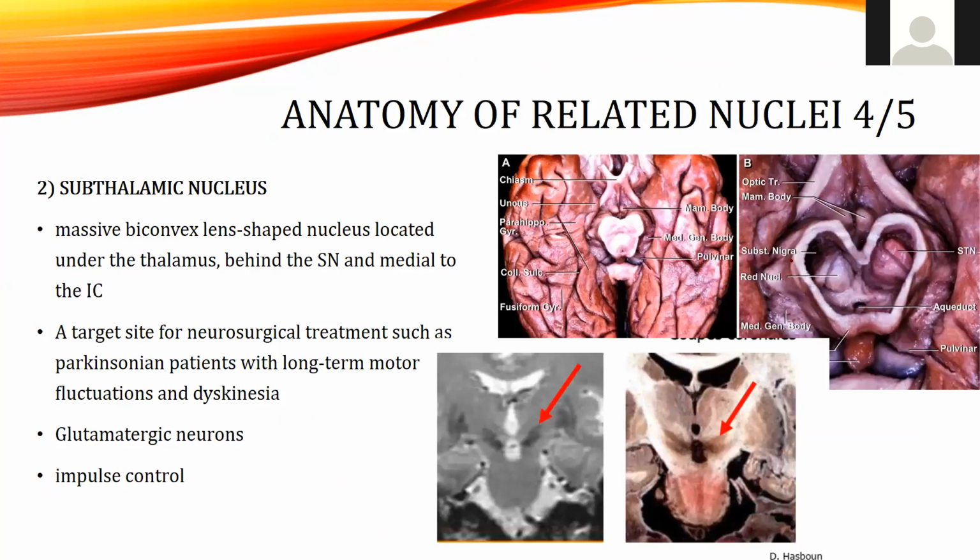Secondly, we have the subthalamic nucleus. The subthalamic nucleus is a massive biconvex lens-shaped nucleus which is located under the thalamus, behind the substantia nigra and medial to the internal capsule. It is a main target site for the treatment of Parkinson's disease. It is mainly made up of glutamatergic neurons, and its main function is to control impulses and compulsory actions.